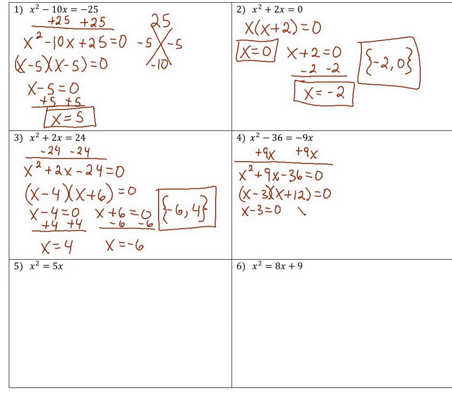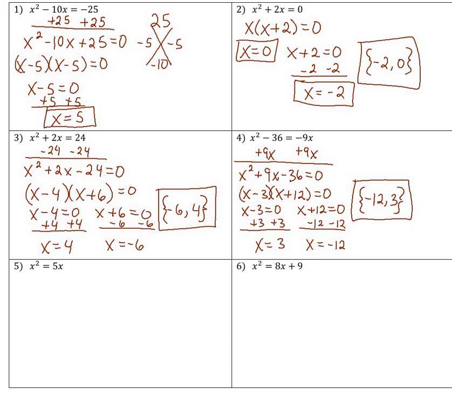All right, so hopefully you're starting to get the hang of this here. Set each factor equal to 0, add that 3, add that 3. Subtract 12, subtract 12. x equals 3, and x equals negative 12. Write our solution set here. Get a box around that. Booyaka. And there we go.